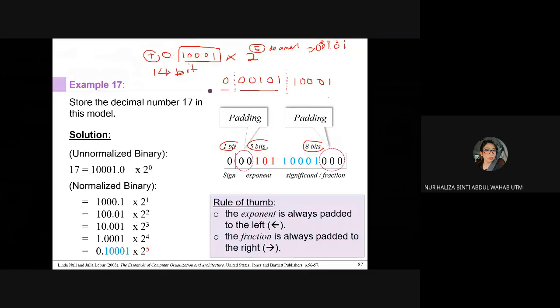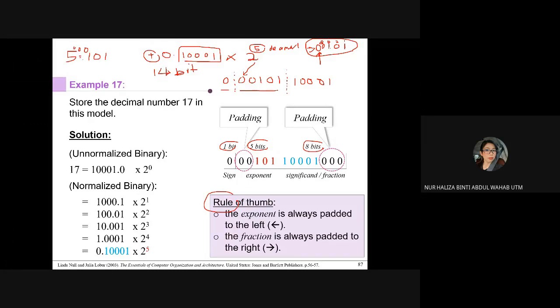But over here there is another rule. If you are taking the exponent number over here, you add the 0 in front. See over here, I put it in front. 5 in decimal is supposed to be 101. I add 0 in front to complete it to be 5 bits.